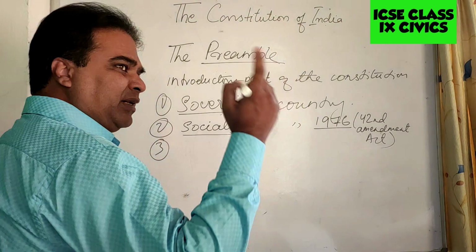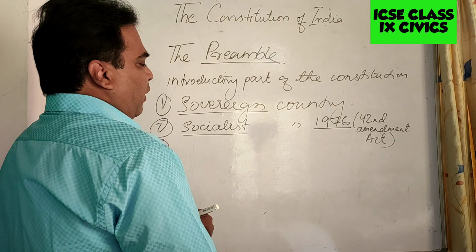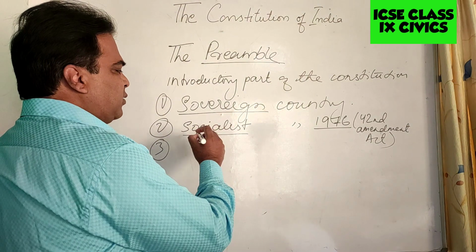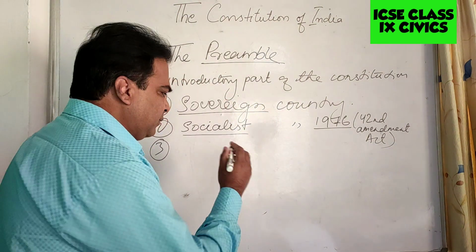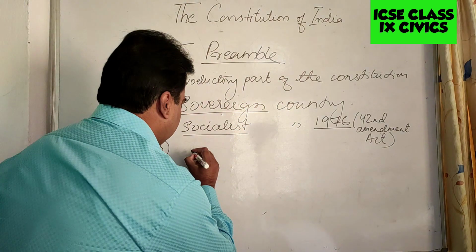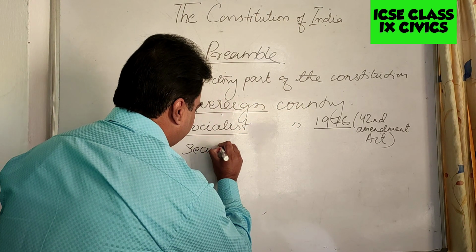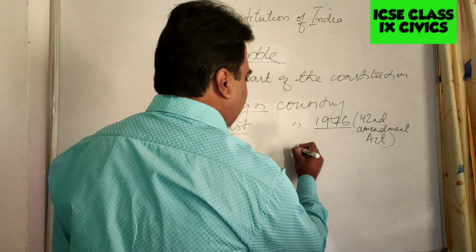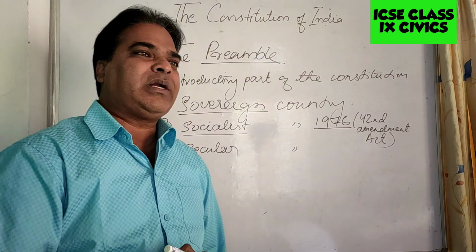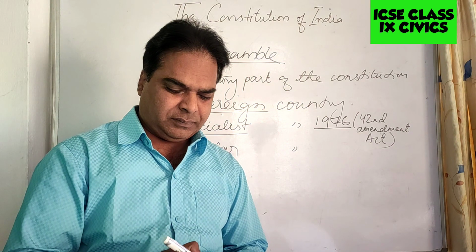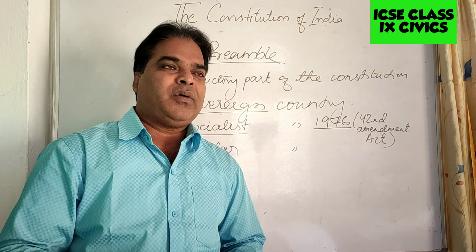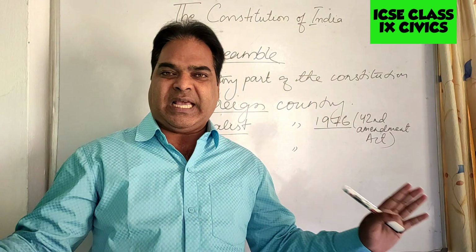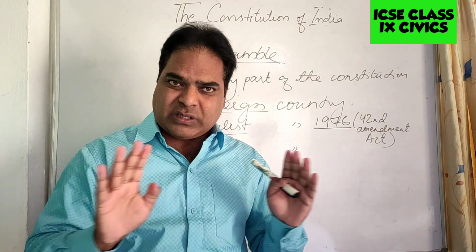Now anybody, you can tell me. We, the people of India, solemnly resolve to constitute India into a sovereign, socialist. Number 3, tell me. Secular. So what type of country is India? Secular. Very good. India is a secular country. That means India has no state religion. India has no state religion.